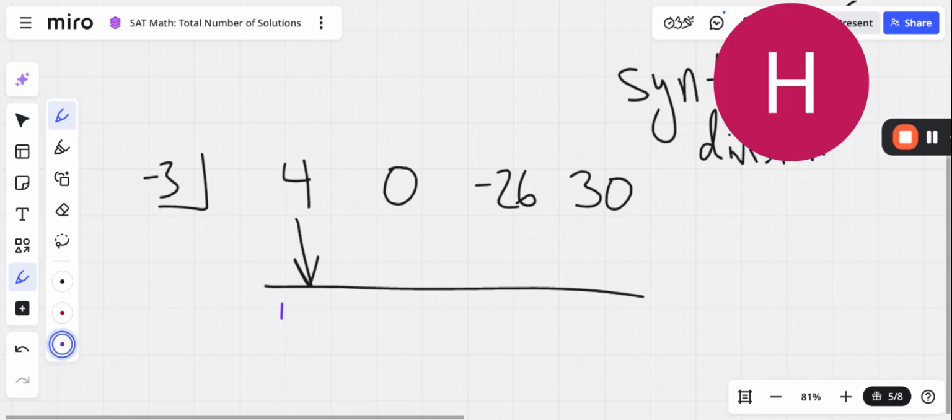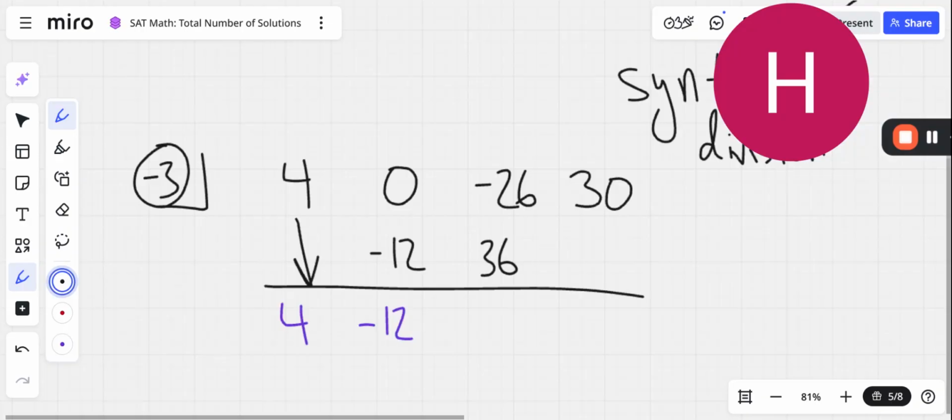All right, so let's drop the number down, multiply by the number in the box. That gives us -12. Add those together, put that number down, multiply by the number in the box. It's going to be a positive 36. Add those together, we get 10.